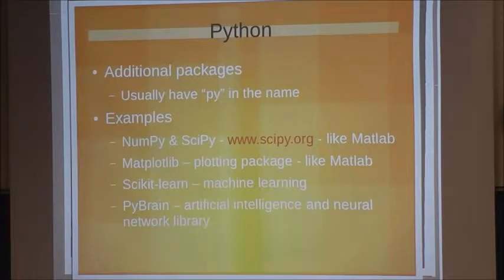Matplotlib is a lot like MATLAB in terms of the plots. NumPy and SciPy try to be a lot like MATLAB in terms of numbers, representations, variables, and whatnot. Scikit-learn is a machine learning toolbox, and PyBrain is an artificial intelligence and neural network library. So, very useful packages that some of you will like to use in your robots or cloud projects or whatever you have.